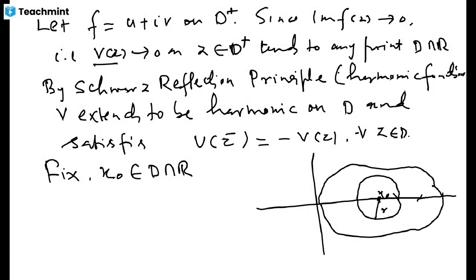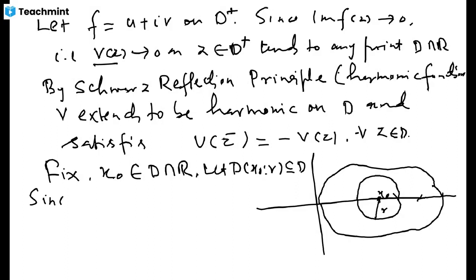So now, let this be a disk around this point in domain D. Now see, disk is a simply connected domain, and we see that V is a function which is harmonic on the whole of the domain D, so it's harmonic on this disk also.